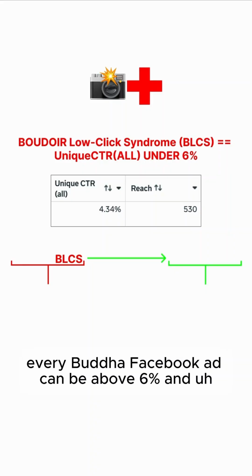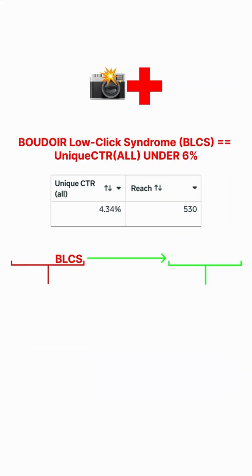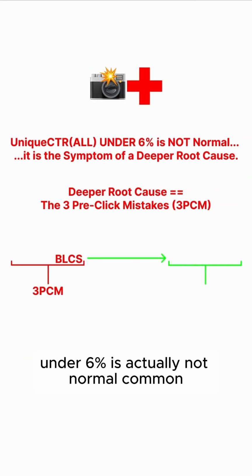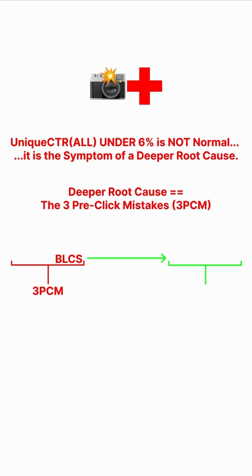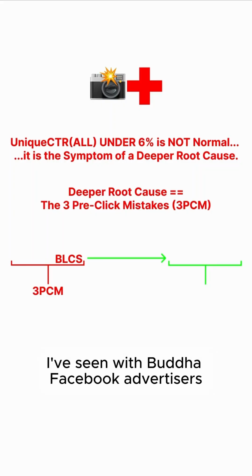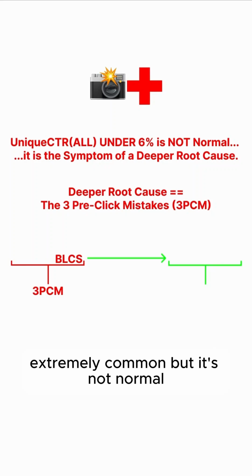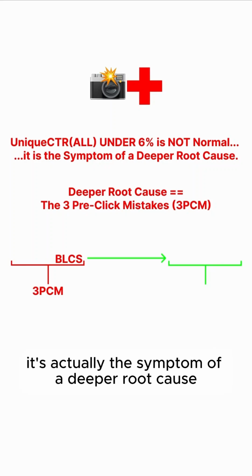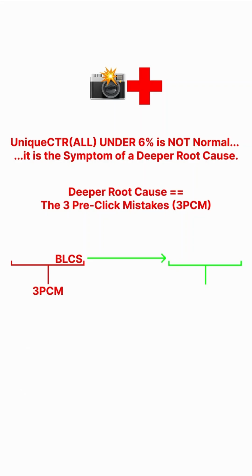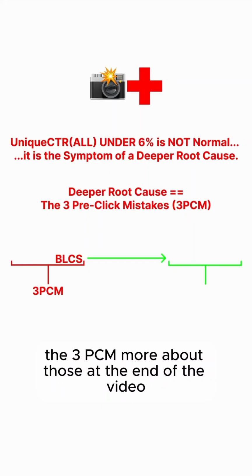6% is the minimum. Every Boudoir Facebook ad can be above 6%, and under 6% is actually not normal. It's the most common thing I've seen with Boudoir Facebook advertisers, extremely common, but it's not normal. It's actually the symptom of a deeper root cause. And that deeper root cause are the 3 pre-click mistakes, the 3 PCM. More about those at the end of the video.